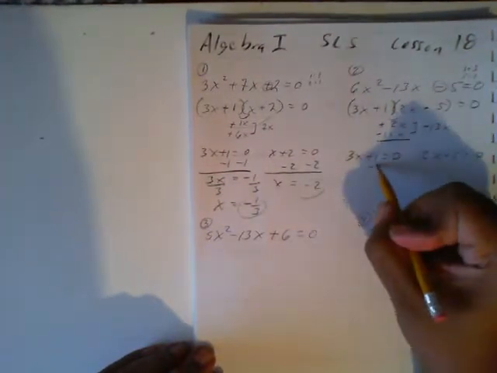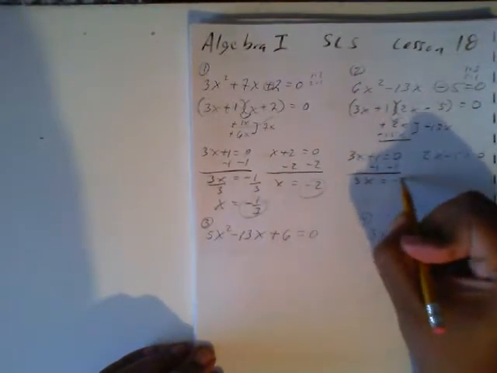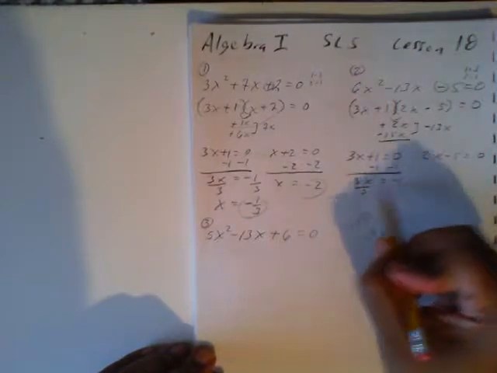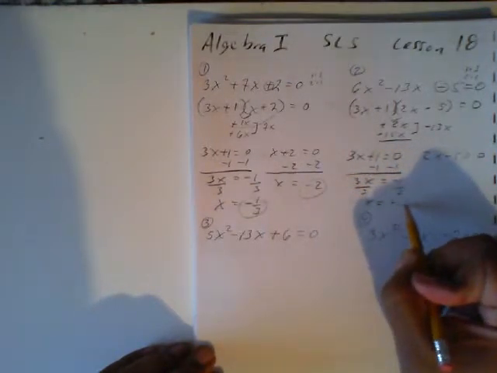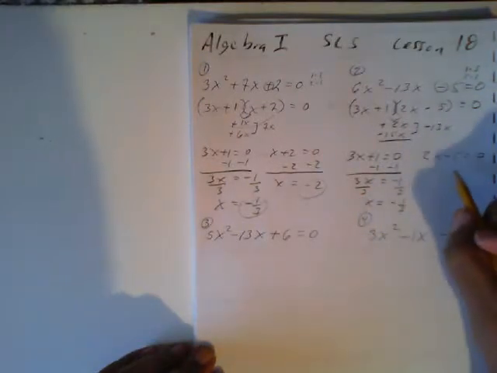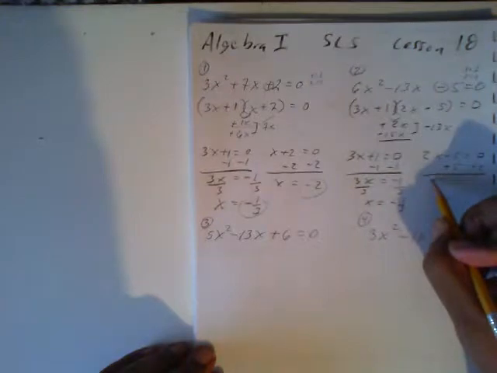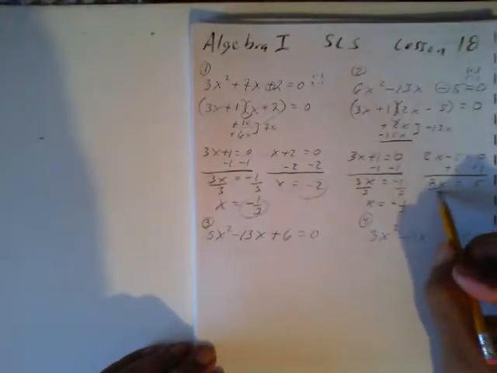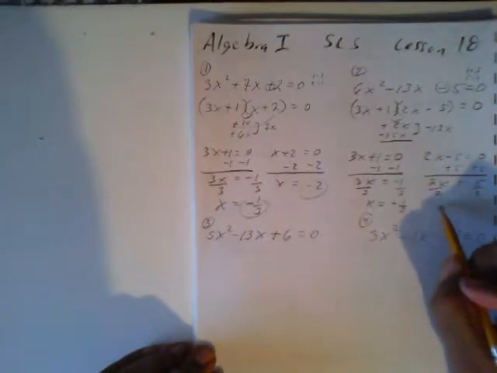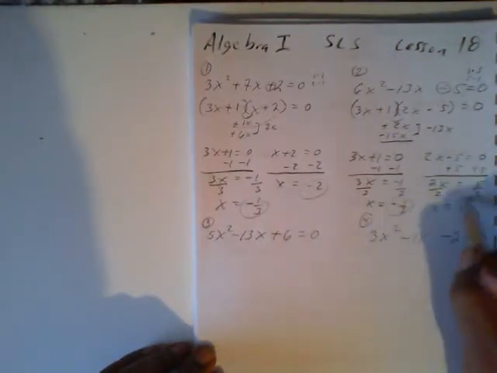And we'll solve for x. I'll subtract 1 from both sides, and this will give me 3x equals negative 1. Then I'll divide both sides by 3, and this will give me a solution of x equals negative 1/3. Here I'll add 5 to both sides, and this will give me 2x equals positive 5. Then I'll divide both sides by 2. I'll end up with x equals 5/2, and these are my two solutions.